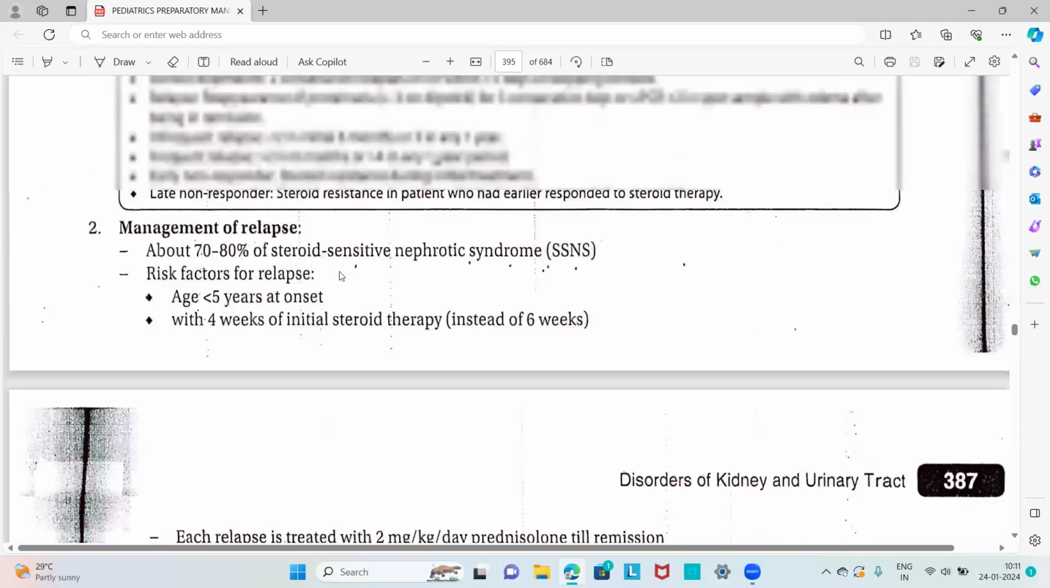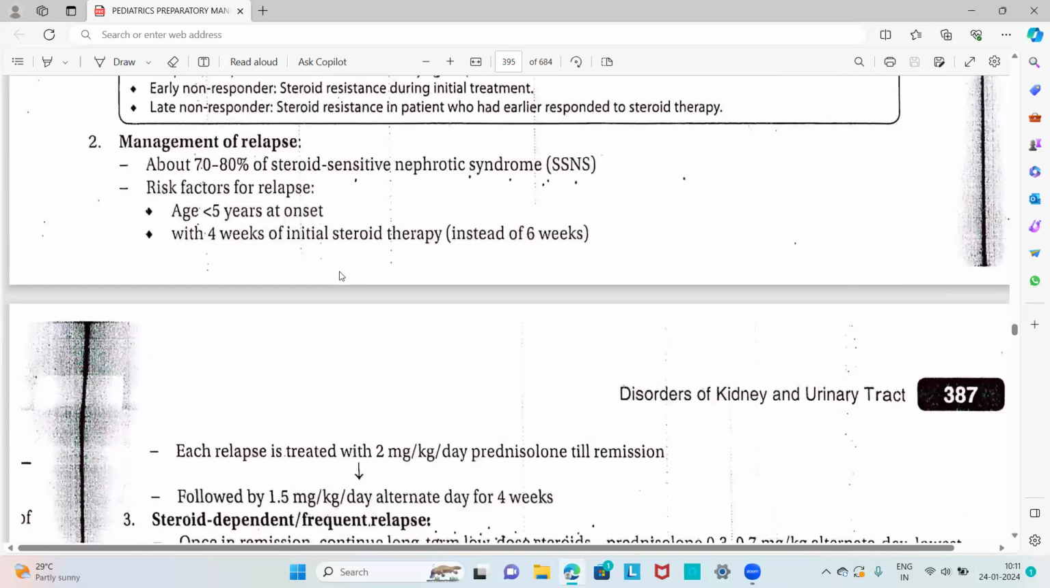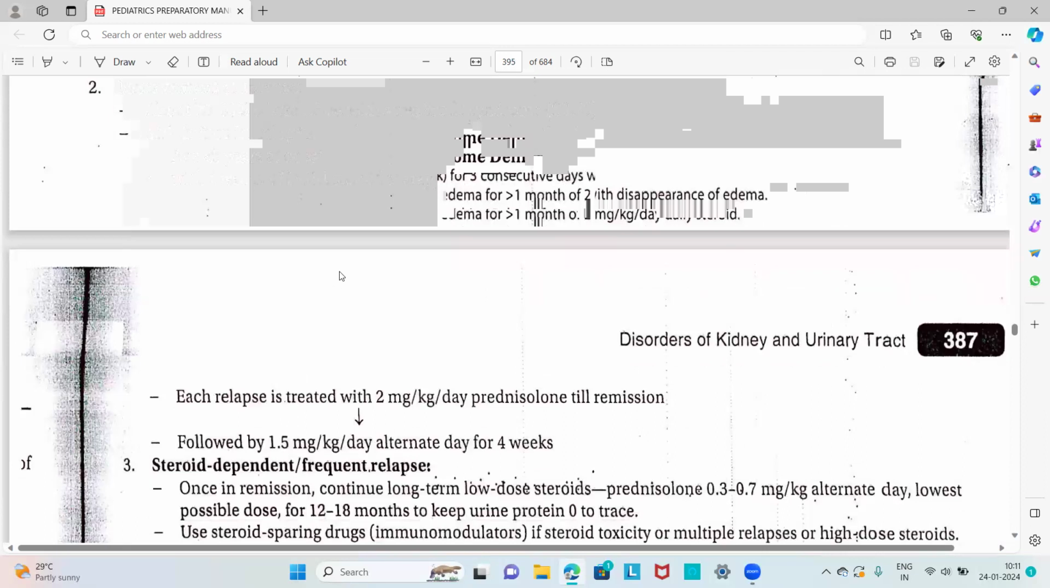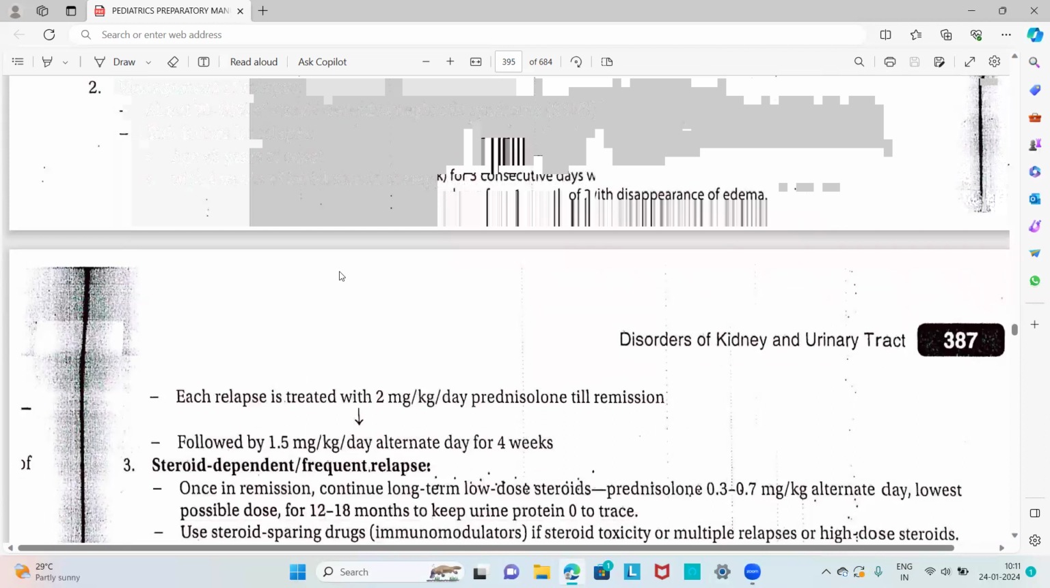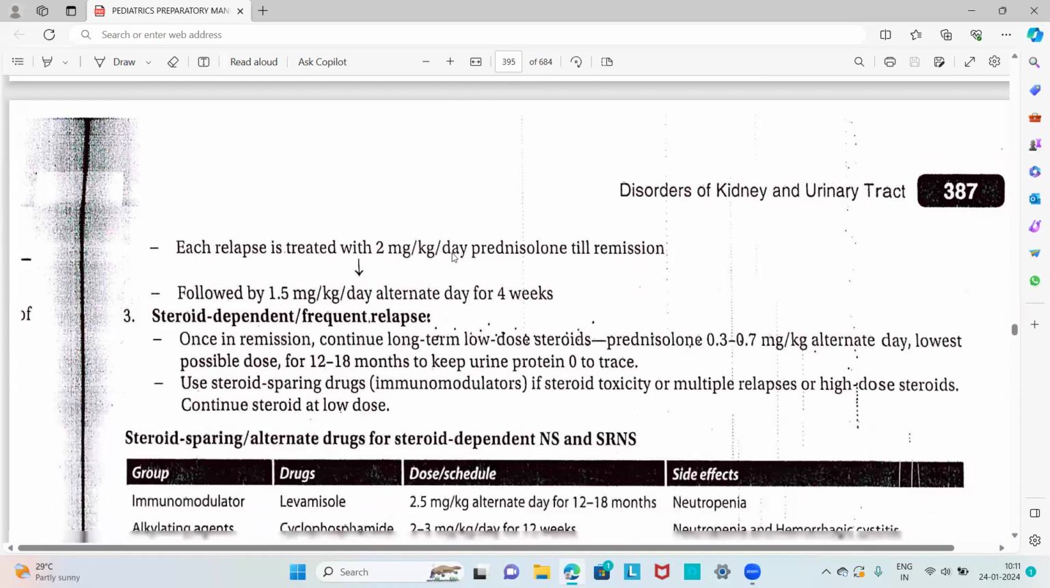That is all regarding the initial episode. Then, if relapses happen, what should we do to manage them? About 70 to 80% of steroid sensitive nephrotic syndrome relapses. Risk factors for relapse include age less than 5 years at onset and 4 weeks of initial steroid therapy instead of 6 weeks.